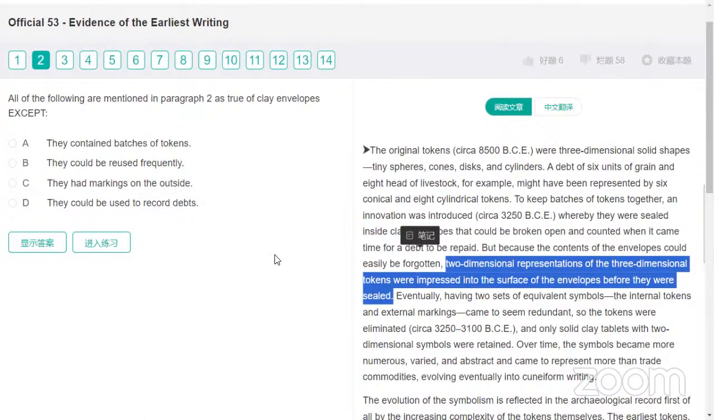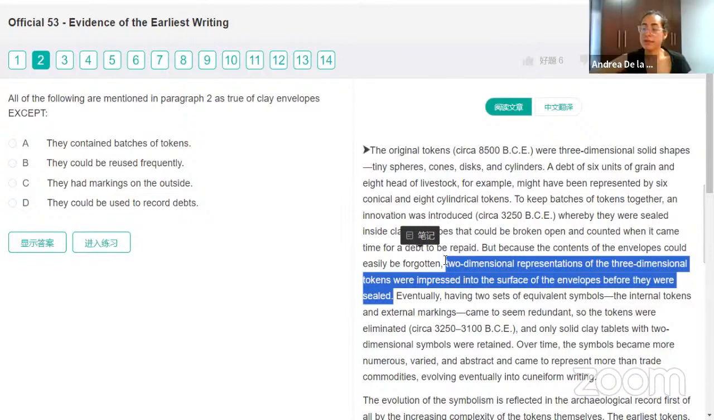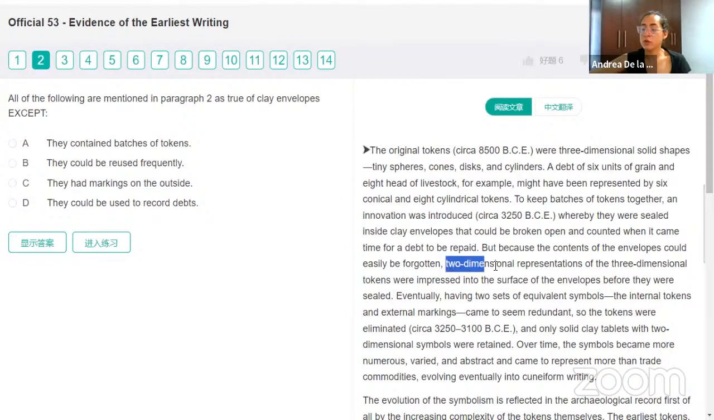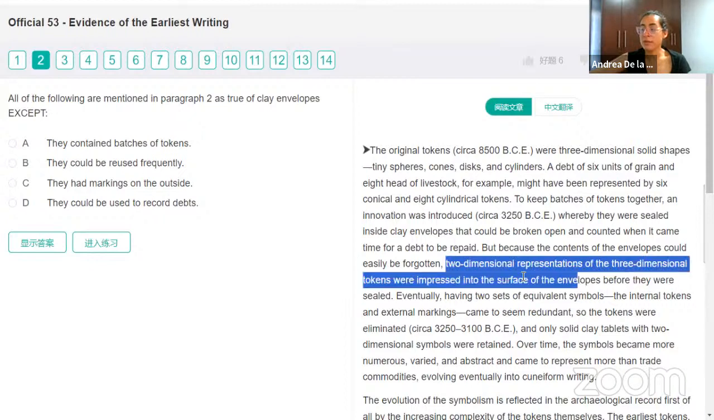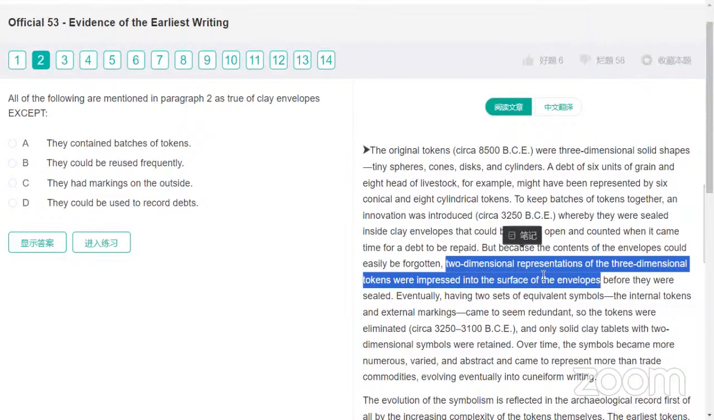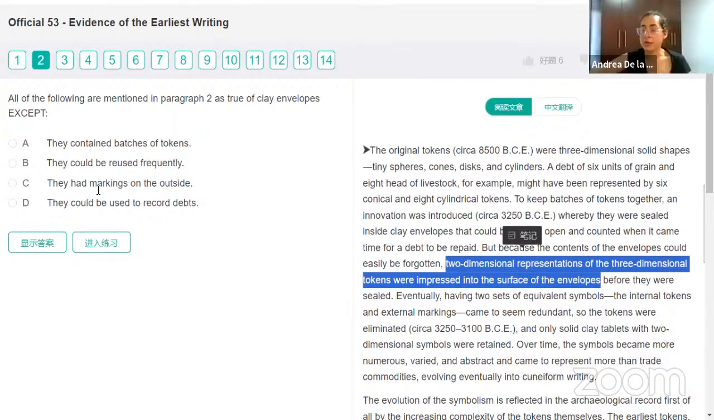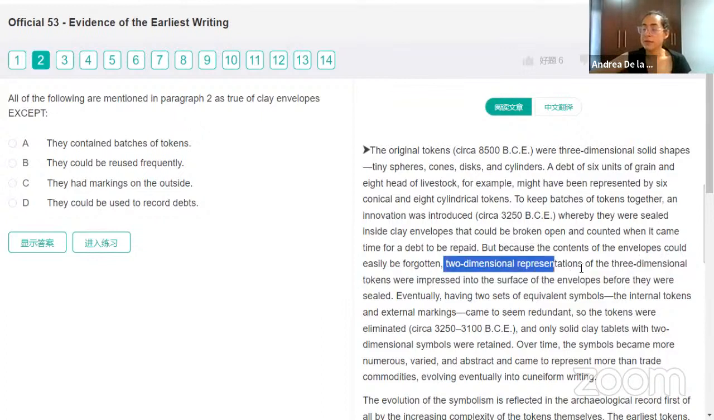No. Are you sure? Obviamente no va a estar tal cual, pero la idea, ¿no? Two-dimensional representations of the three-dimensional tokens were impressed into the surface of the envelopes. Oh, sí. Right? They had markings on the outside. Estas marcas eran las representaciones de dos dimensiones, es decir, escrituras, ¿no? Impresiones. They were impressed into the surface of the envelopes, en la superficie del sobre. Entonces, they had markings on the outside, afuera del sobre, en la superficie.